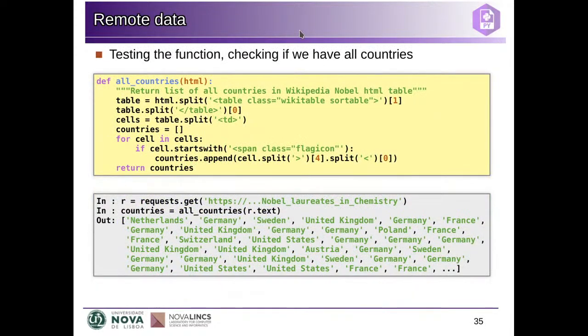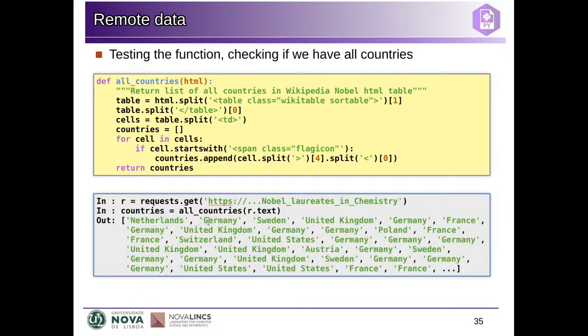So we can test this. We're going to use the requests get to get the page from Wikipedia. And then we're going to call the all countries function using the text that we got in the response. So this text attribute of our response is the source code of the page. And now we see the result here.